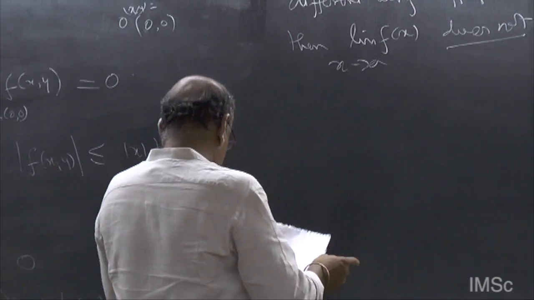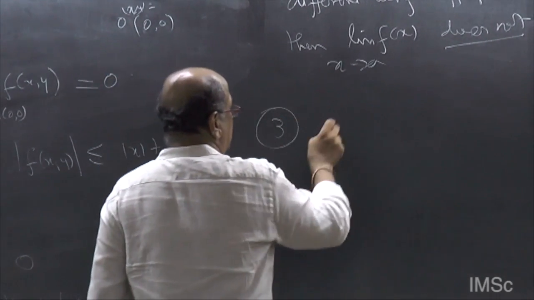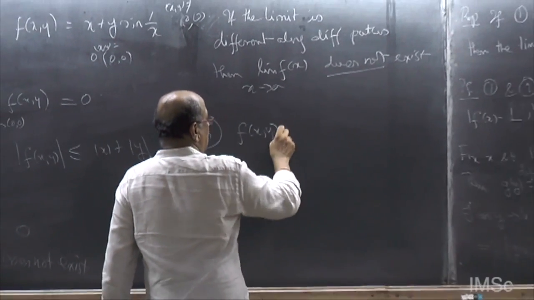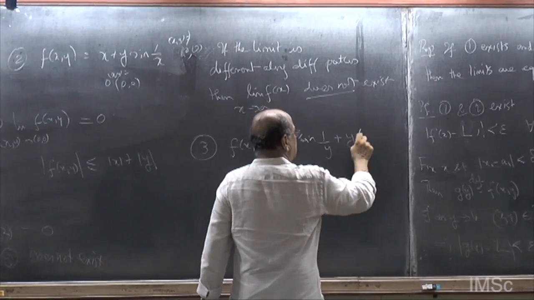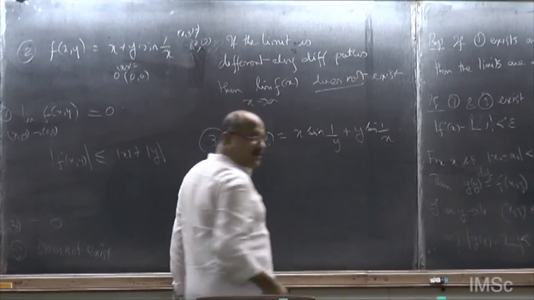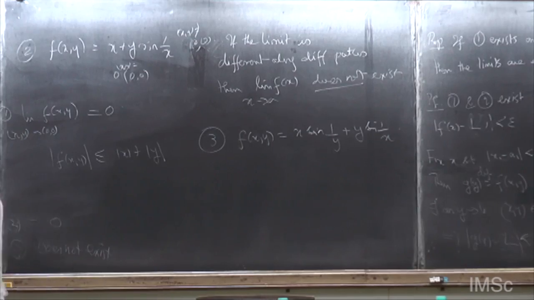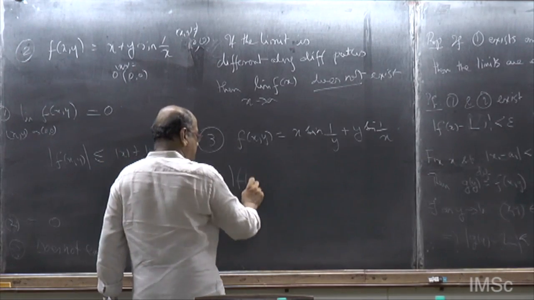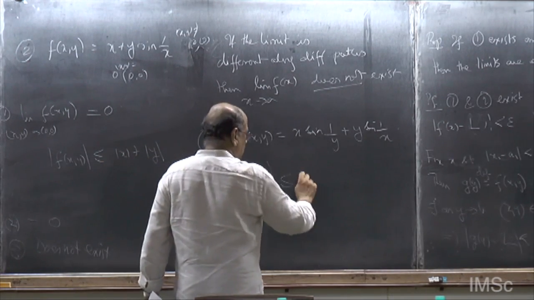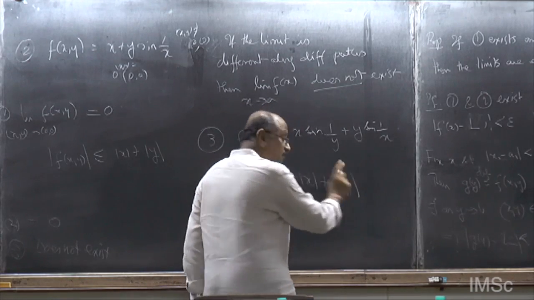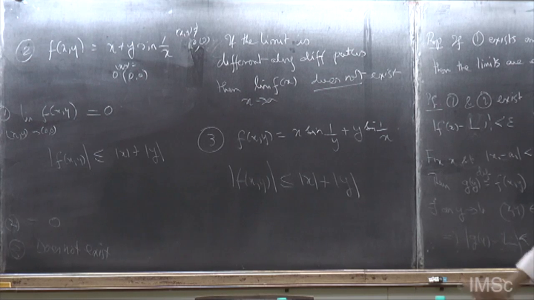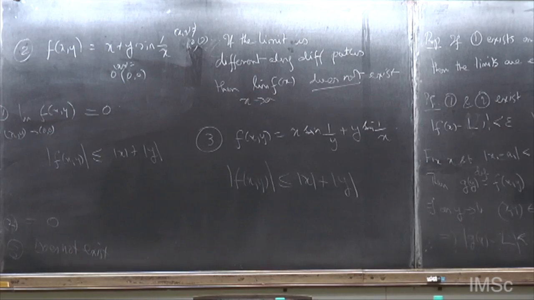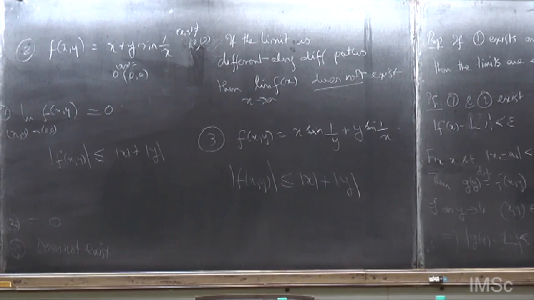So now, third example: you take f(x, y) equals x sine(1/y) plus y sine(1/x). Then again, |f(x, y)| is less than or equal to |x| plus |y|. So the limit 1 exists, but neither 2 nor 3 exist. So you cannot take anything for granted.